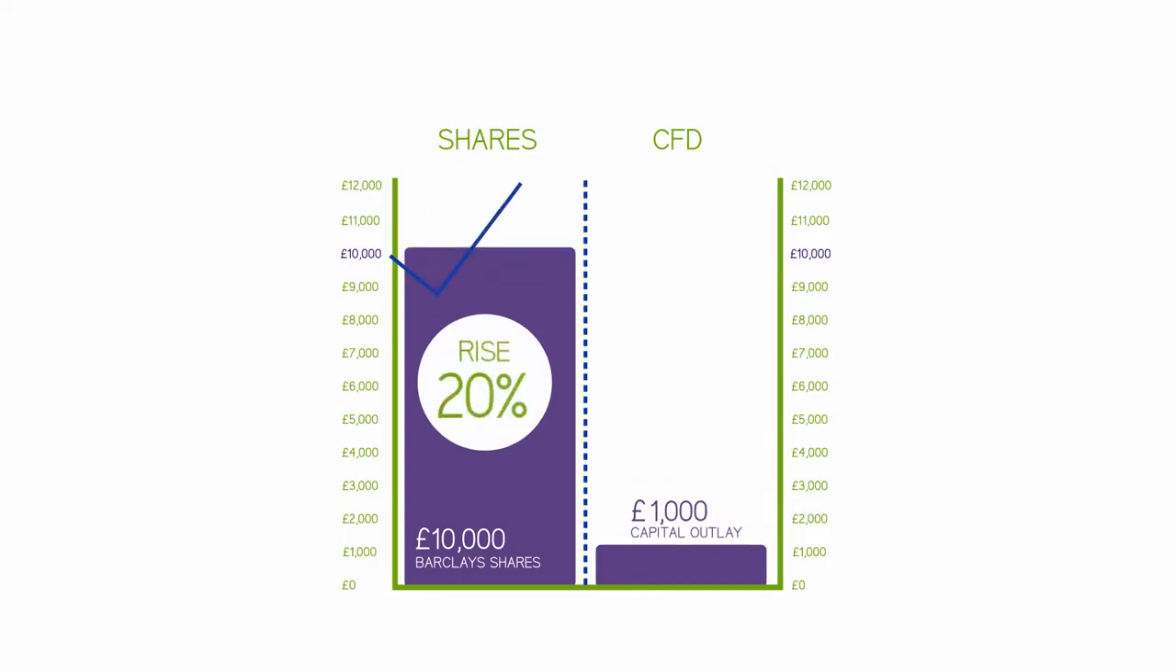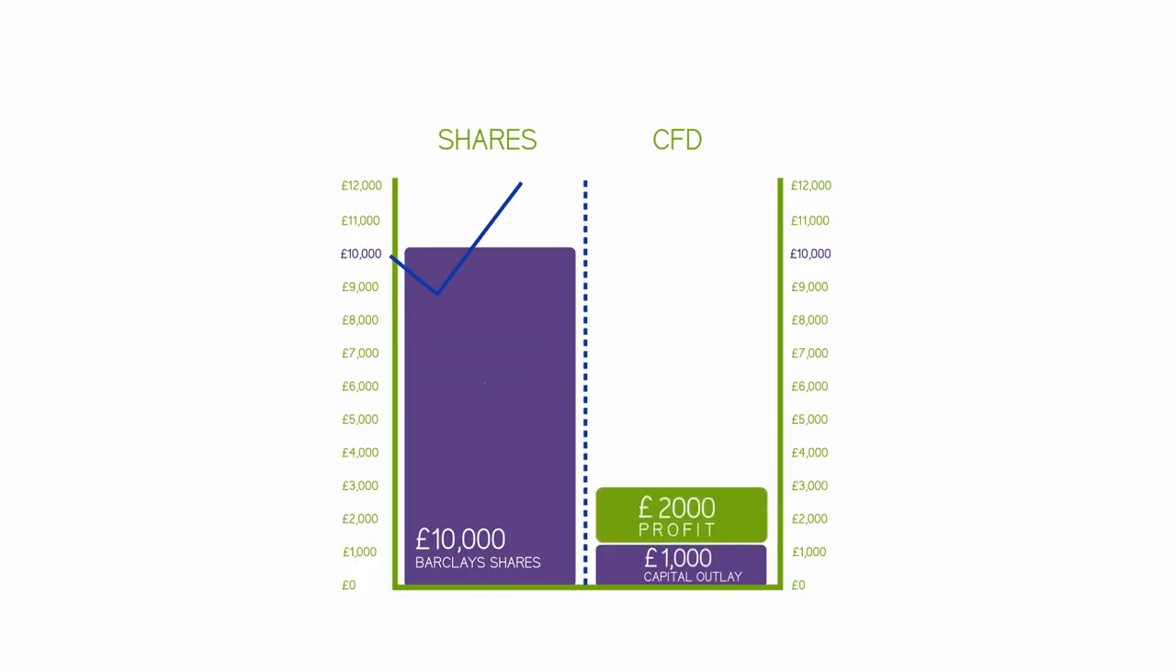Conversely, let's assume the shares rise 20%. This means that you make a profit of £2,000 from an initial investment of £1,000. So on closing the trade out for a profit, you'll have your initial investment of £1,000 plus your profit of £2,000.